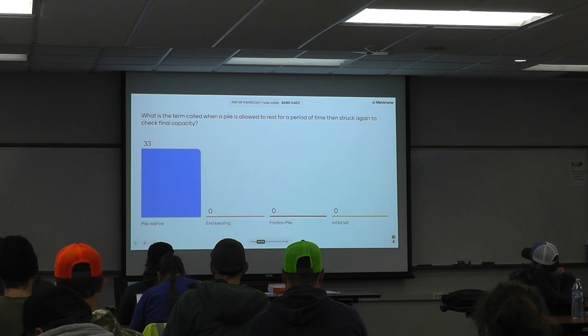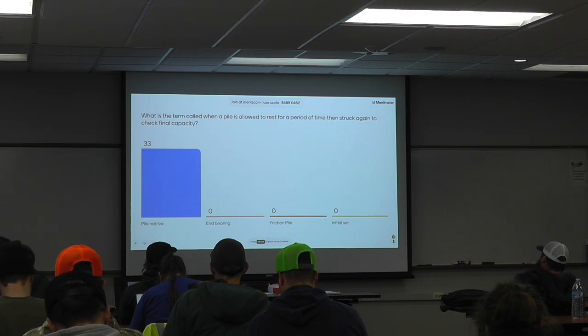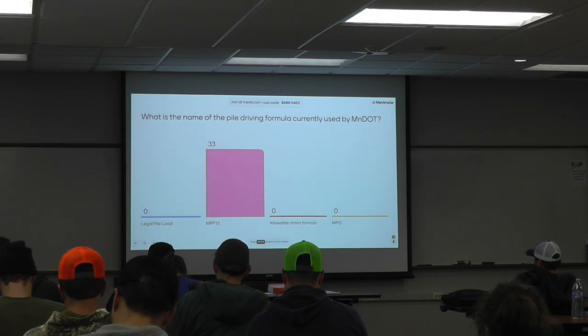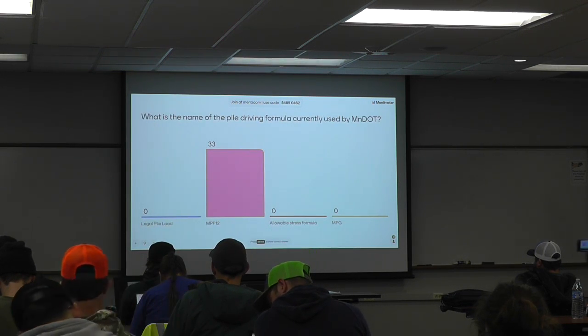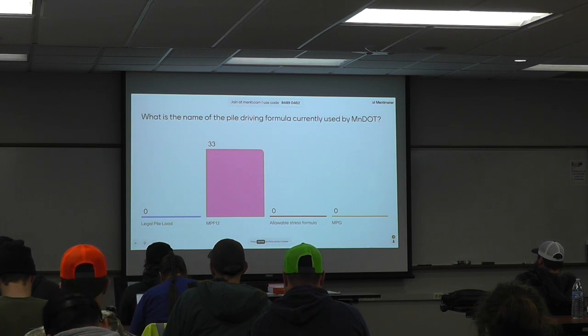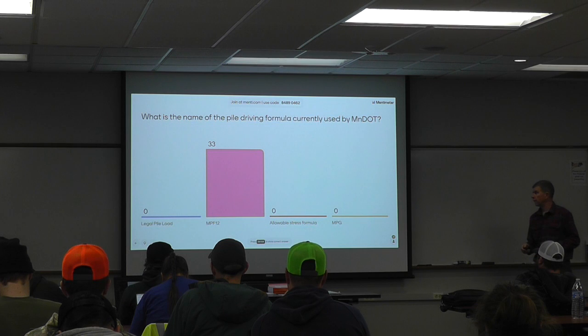What's the term called when the pile is allowed to rest for a period of time, then struck again to check final capacity? It is the pile rebound. What's the name of the pile driving formula currently used by MnDOT? Again, didn't fool anybody. You guys are pretty astute there. MPF12 formula.